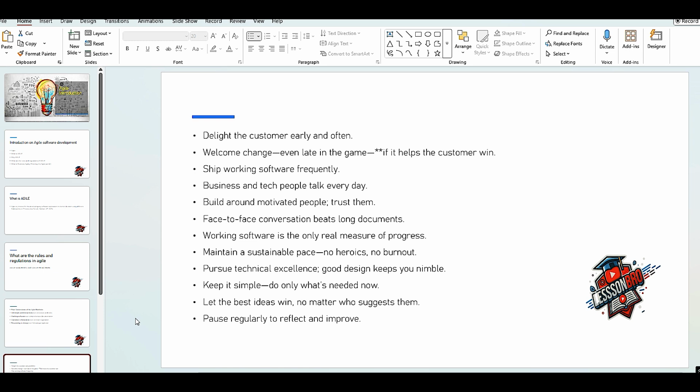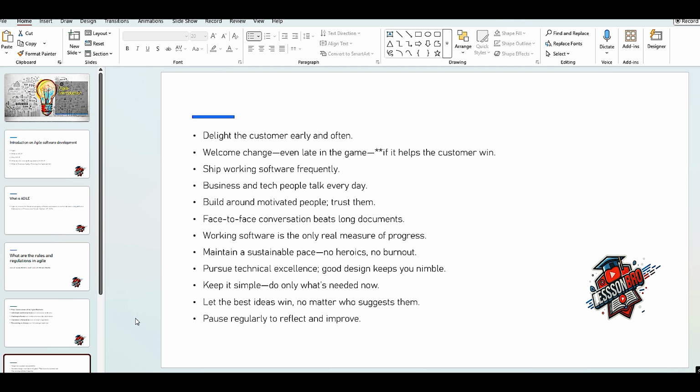And then, let the best ideas win, no matter who suggests them. It is like having a self-organizing team. We're going to give the team the full rights to think and to collaborate. Only then can you get the best of them, like the best architects, best designers, something like that. Then, always have a pause regularly to reflect and improve.